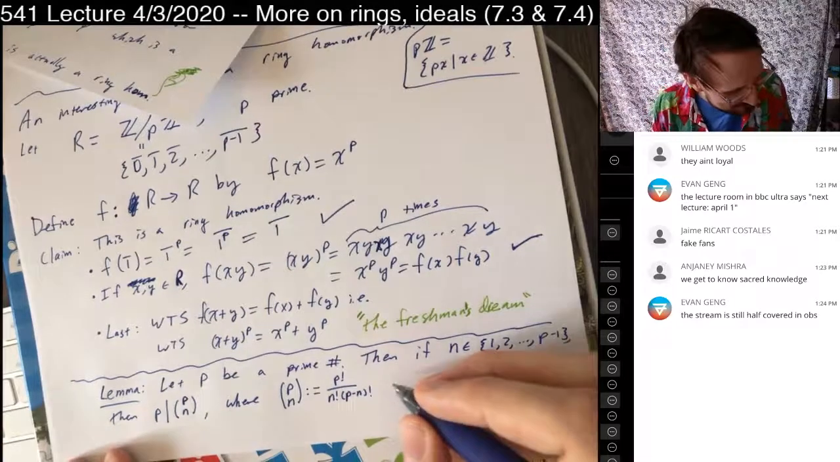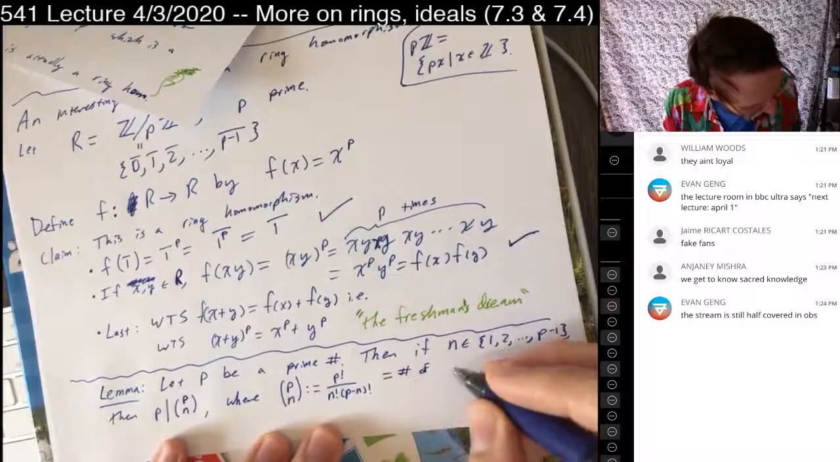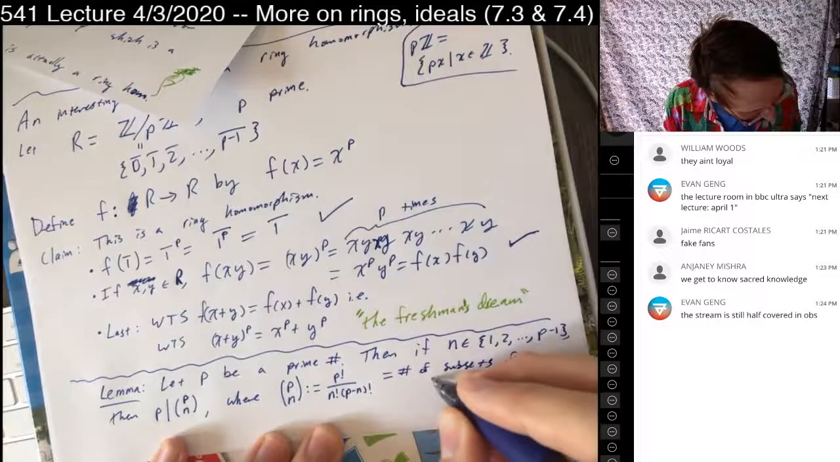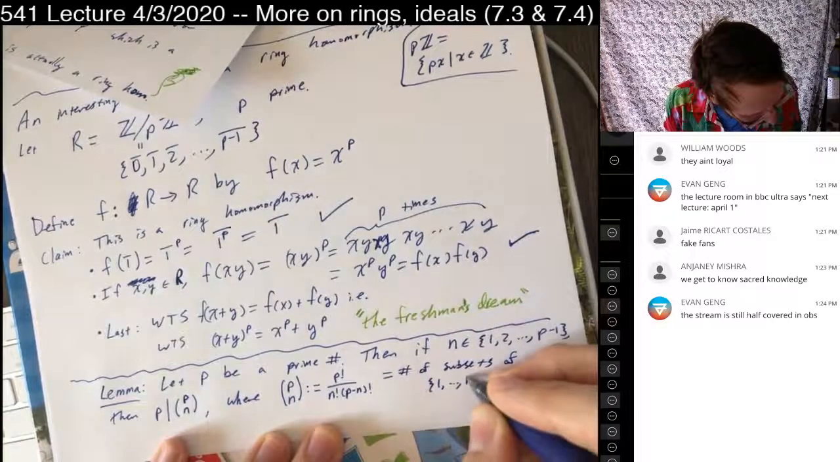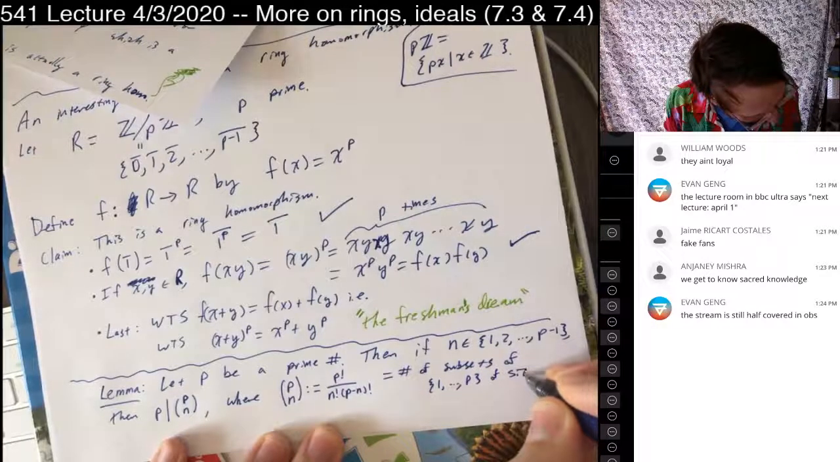At any rate, it's the number of subsets of 1 through p of size n.